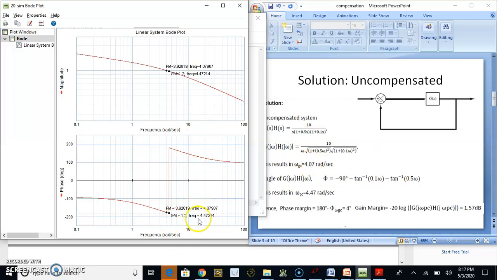The omega PC is 4.47. You can see the gain margin is 1.2, which is in ratio, so here it is 1.57 dB. If we calculate 20 log of 1.2, it comes out to be exactly 1.5836. This way we can find the gain and phase margin of the uncompensated system.